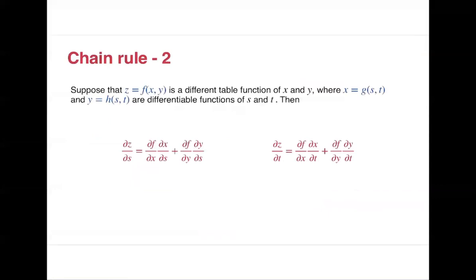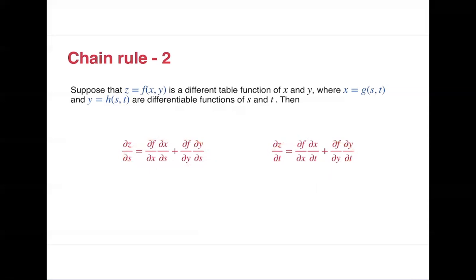Let's think about a more general case. Z is given by a function of x, y, and x is a function of s and t. In the previous one, x was just a function of one variable, but here there are two variables. Sorry, y is also a function of two variables here. So in this case, you can differentiate z with respect to s and t, and the formulas are given like this.